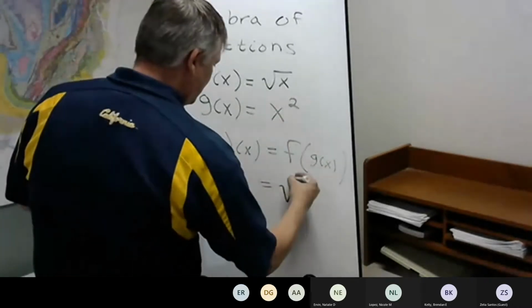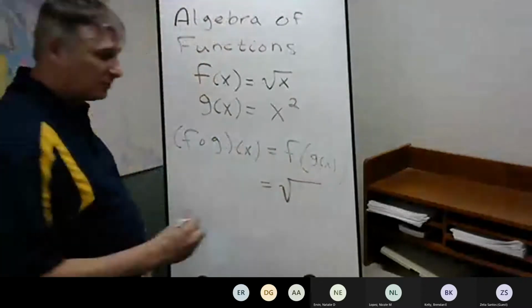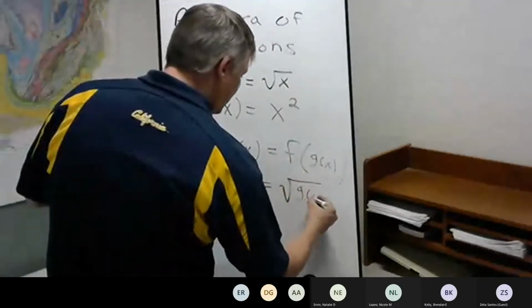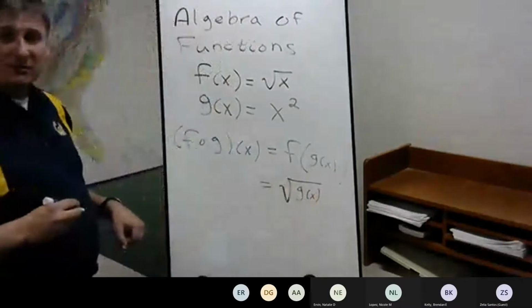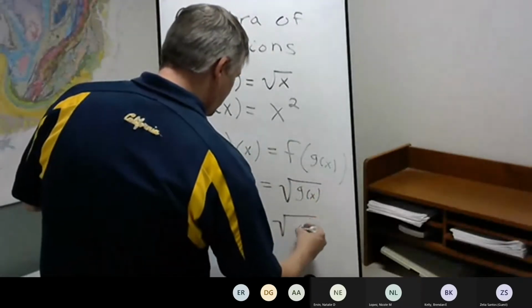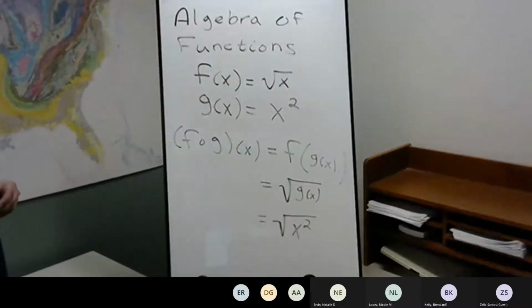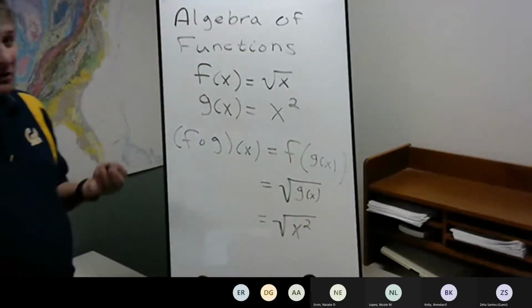So that means f is square root of x. So the input's not x, it's g of x. So we're going to do the square root of g of x, or the square root of x squared. So any questions about that?